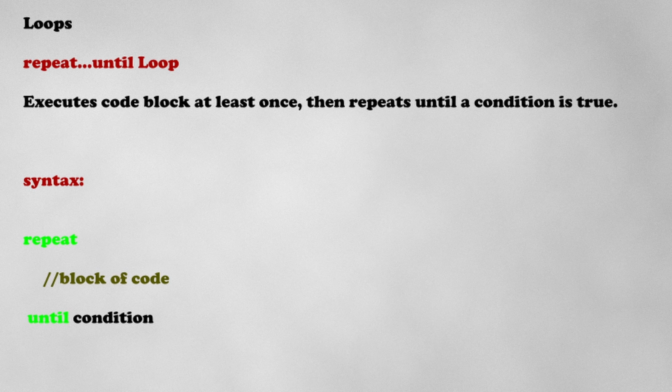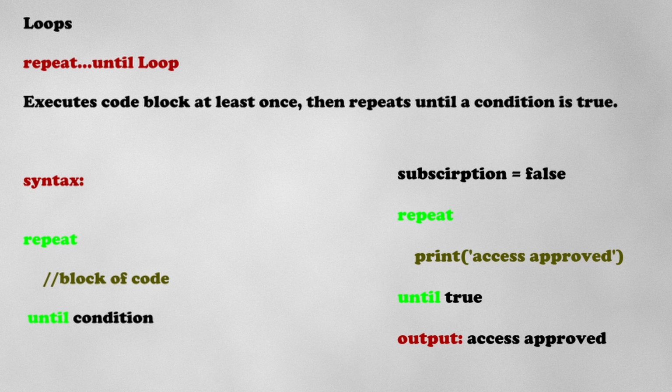We can see on some websites they provide their service only one time for free, then we need to purchase it. Otherwise, we can't use their service. Let's see an example. Subscription equals false. Repeat. Print access approved. Until true. See, it only prints one time and checks the condition. To repeat the loop it needs true, but we have false, so it exits the loop.